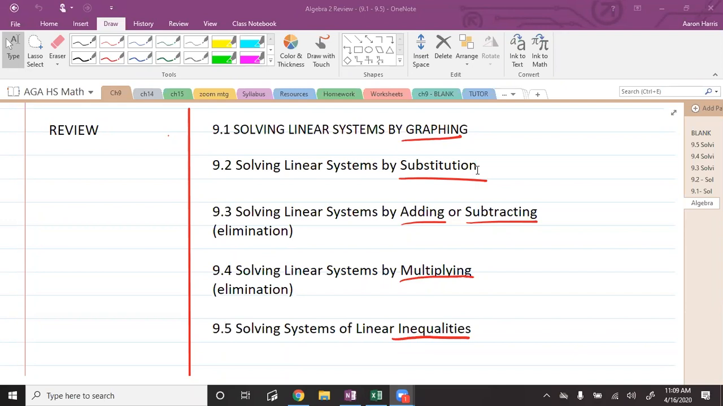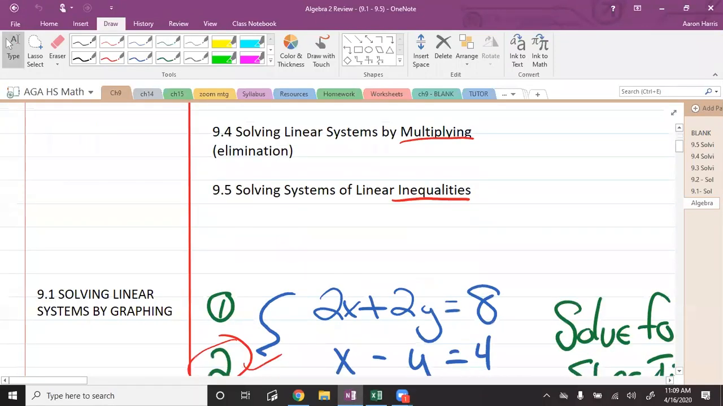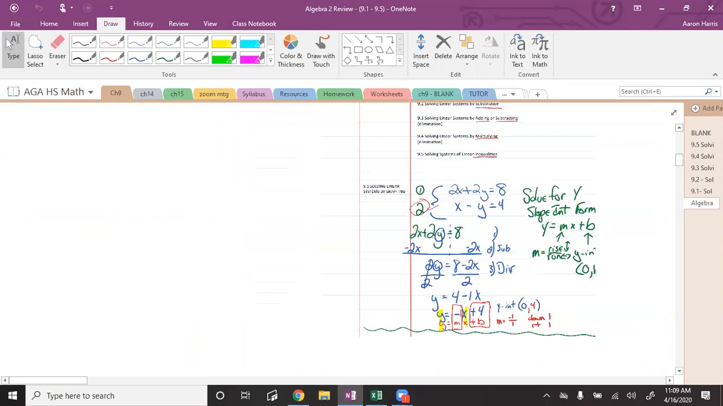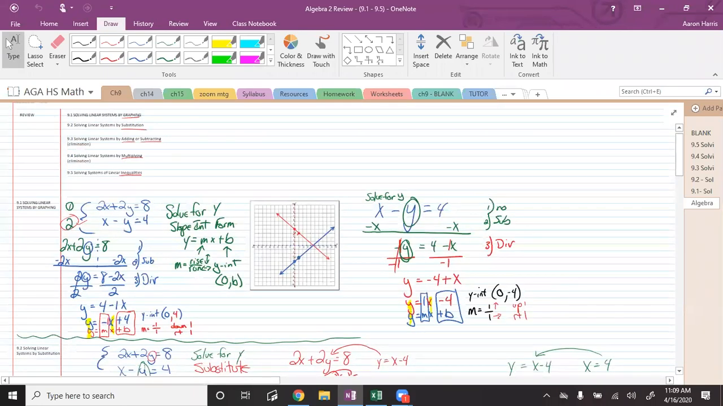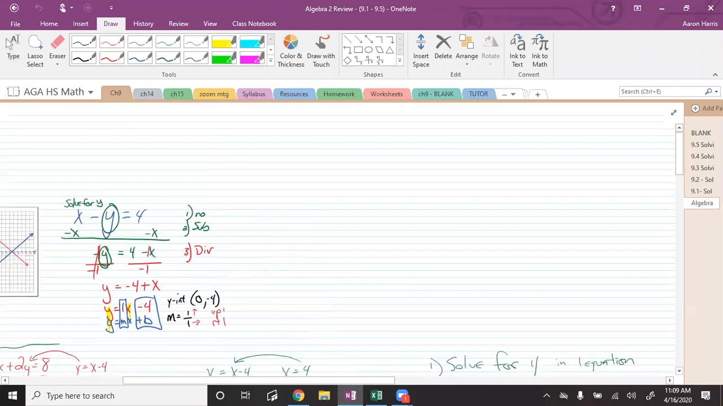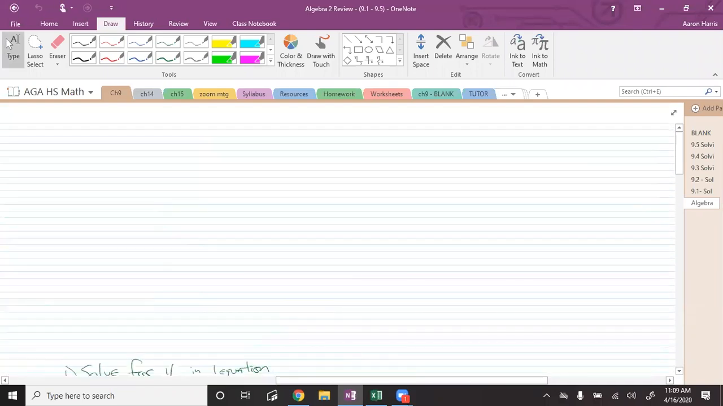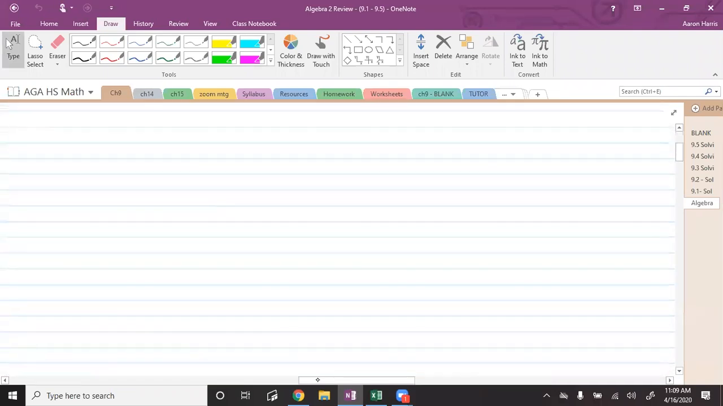I'm trying to unmute everybody. Some people aren't unmuting. That might just be the speaker on your end. But let's talk about it in order. So 9.1, does anybody have an issue with 9.1? Yes. Okay. So let's do 9.1, solving linear systems by graphing. I have examples here, but I am going to scroll out to the right. Here we go.